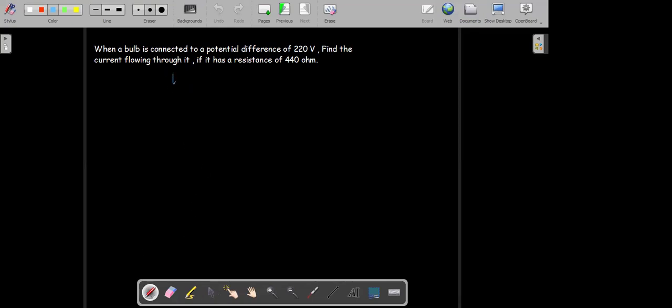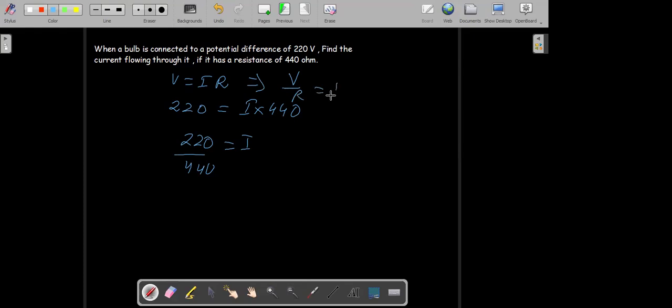So the formula is V equals IR. And we know the potential is given as 220. So we just put here 220 equals I, that is current, multiplied with resistance, that is 440. So we know now current will be given as 220 over 440. This is also given as V by R.